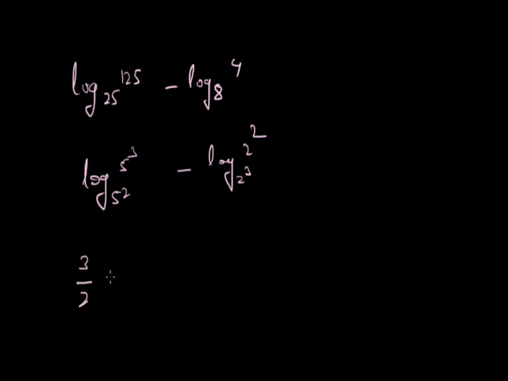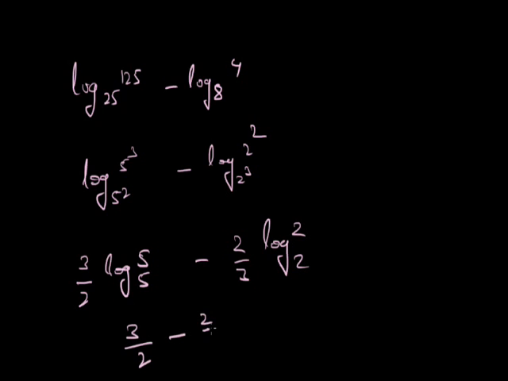3 by 2 log 5 to the base 5 minus 2 by 3 log 2 to the base 2. Now 5 to the base 5 is 1, so we are left with 3 by 2. Here we are left with 2 by 3 because 2 to the base 2 is 1. 3 by 2 minus 2 by 3 is as simple as that. You get the answer over here.